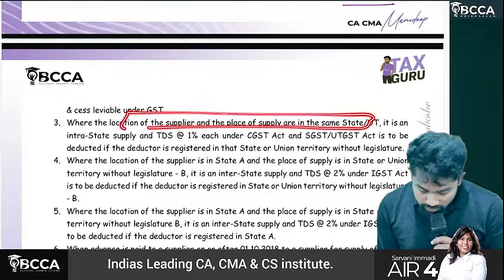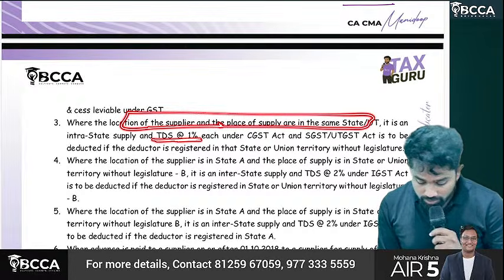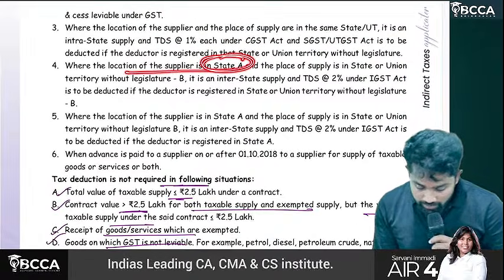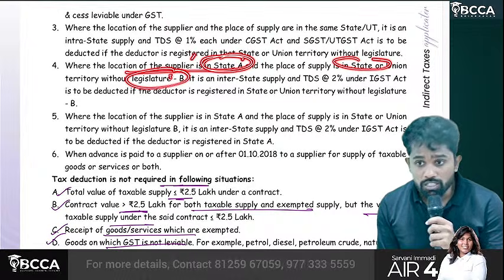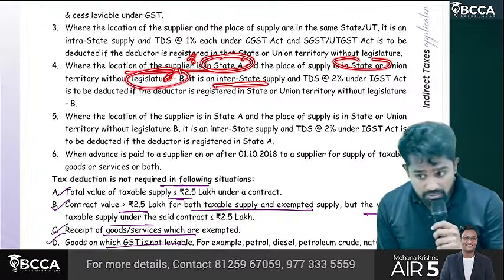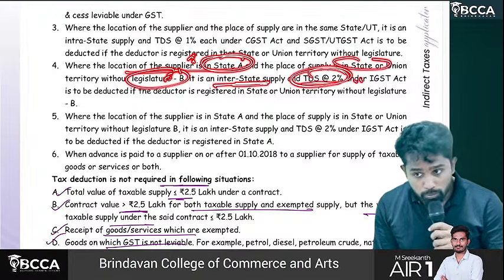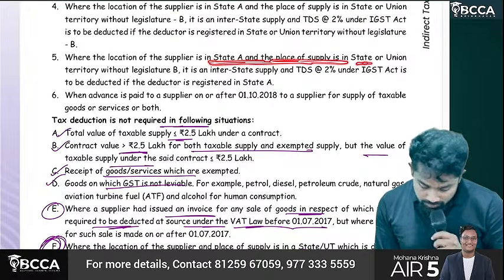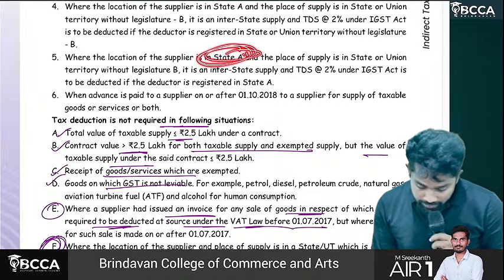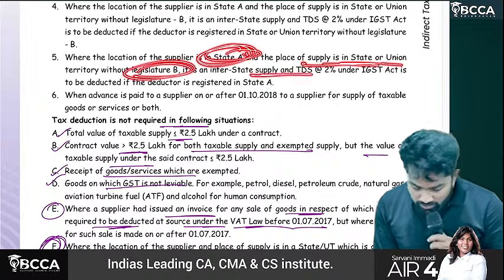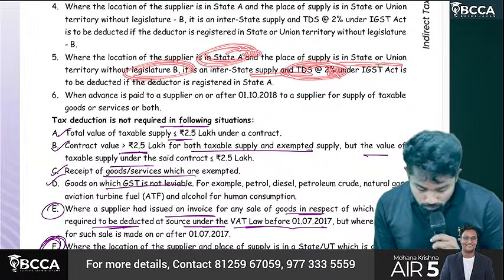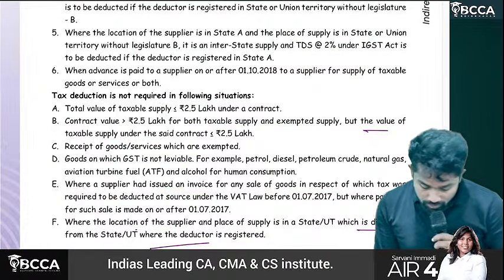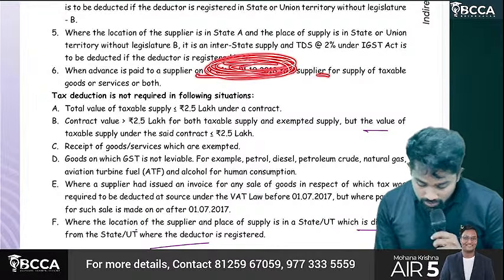Sir, same state is what? Intrastate. Then TDS has to be deducted at what rate? 1% CGST, 1% SGST. When the location of supplier is in state A and place of supply is in state B, these are two different states, so it is interstate. Then TDS has to be deducted at a rate of 2% IGST. If the location of supplier is in state A and place of supply is in state B, then also it is interstate. TDS has to be deducted at a rate of 2%.